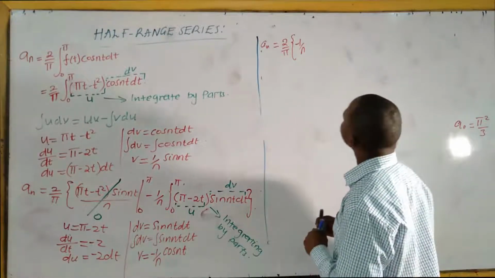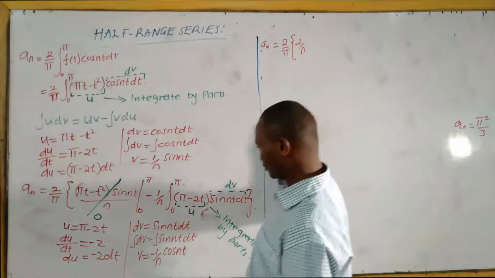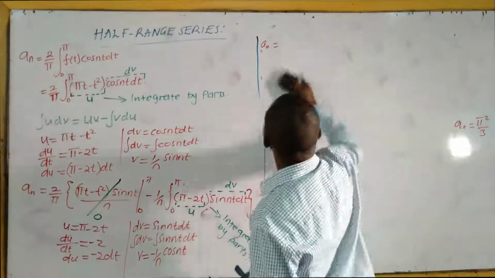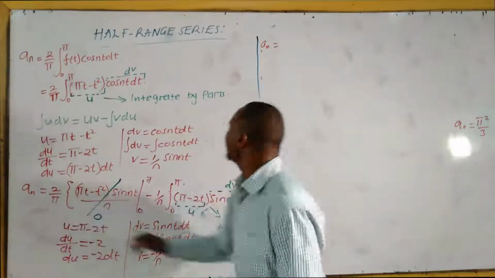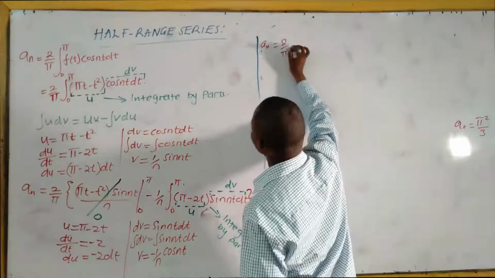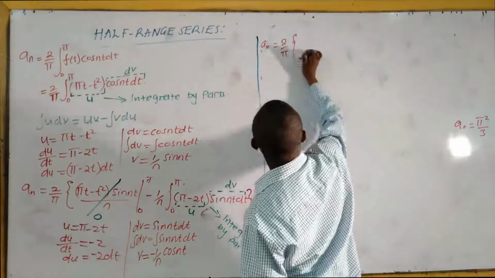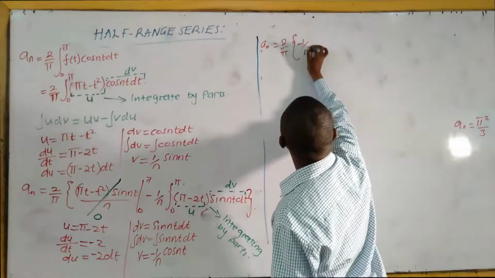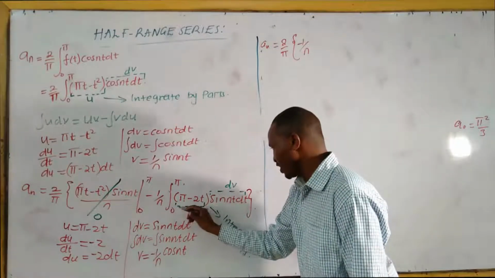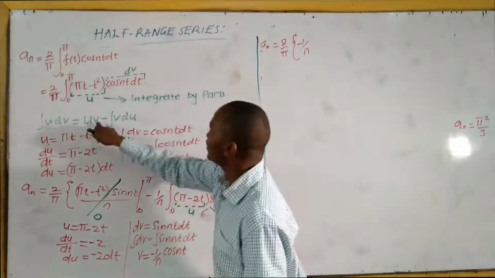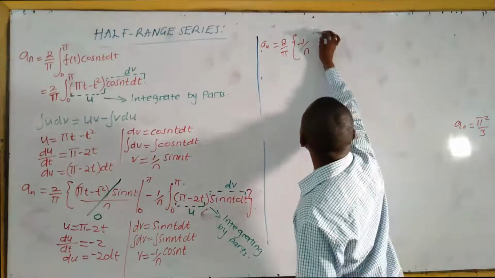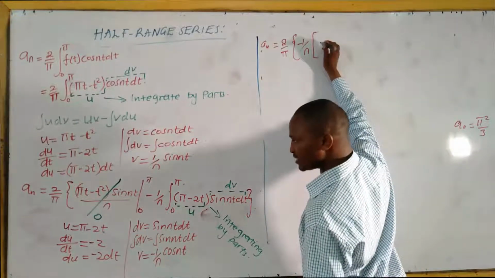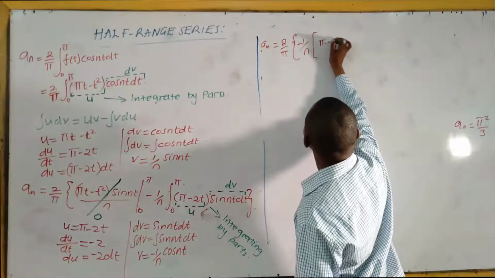Here we now try to bring everything together. I have this 2 over pi, that bracket, this is already 0. So we go here, negative 1 over n, I'm integrating u dv. I should get uv. What is u? So I open a new bracket, because I anticipate 2 parts, uv and the other part. u is pi minus 2t.